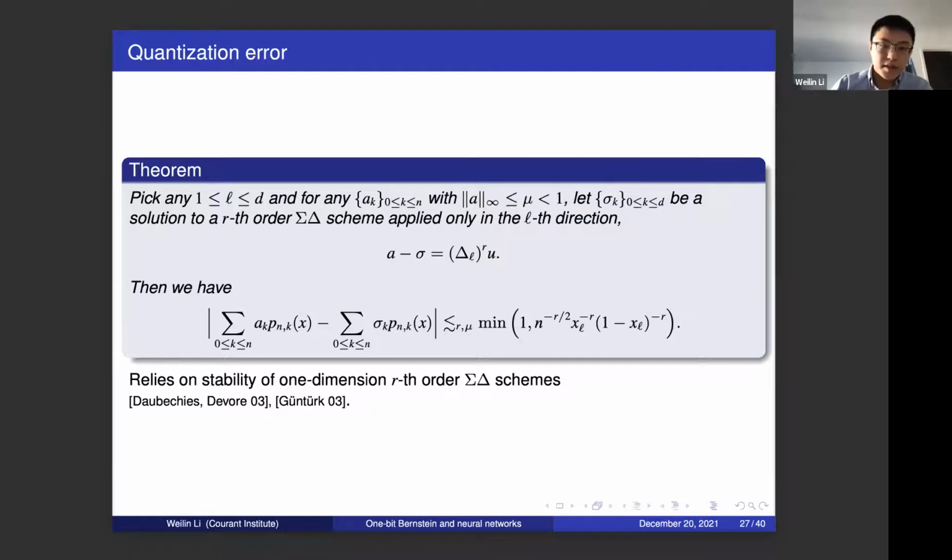Then, if we have this linear combination of multivariate Bernstein polynomials, its error with respect to our plus and minus 1 sequence is, again, well, we have some term where the boundary comes into play. But the point here is that the decay in n is like n to the minus r over 2, where r is the order of the scheme. Okay, so that solves one issue.